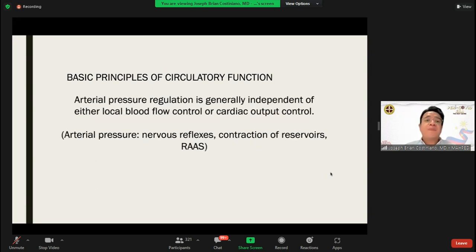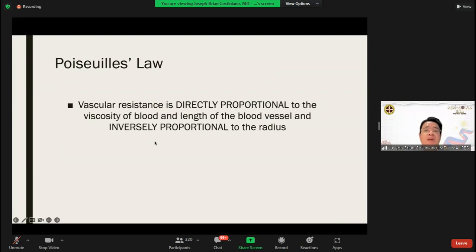Okay? Arterial pressure regulation is generally independent of either local blood flow control or cardiac output control, no? So yung BP natin is not dependent on your cardiac output, okay? So kahit na mataas ang cardiac output, that does not mean that your arterial pressure will be increased or decreased because your arterial pressure has many other controls. For example, nervous reflexes, reservoirs, and of course, primarily your RAAS system, or your renin-angiotensin-aldosterone system.